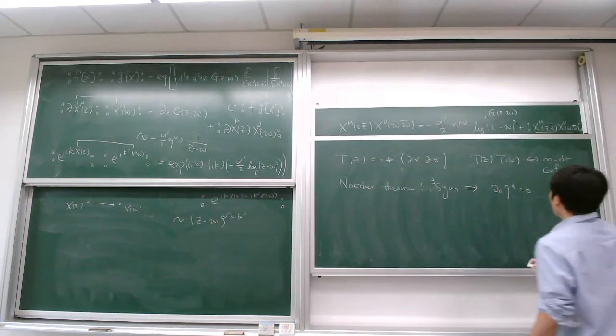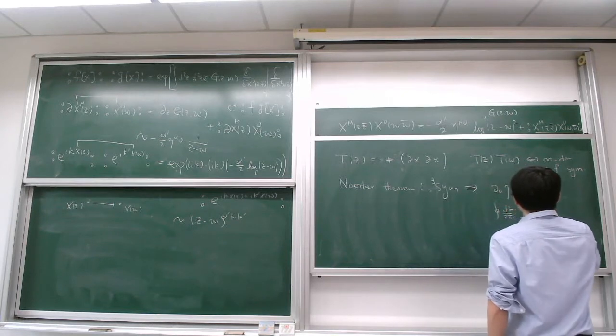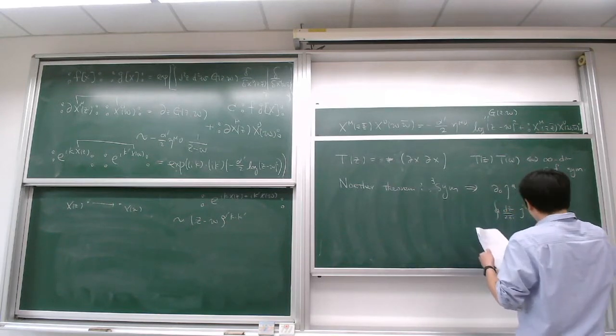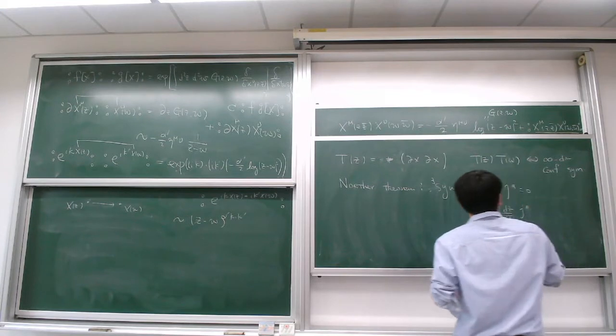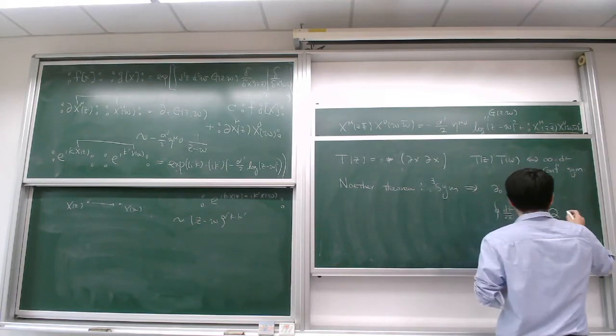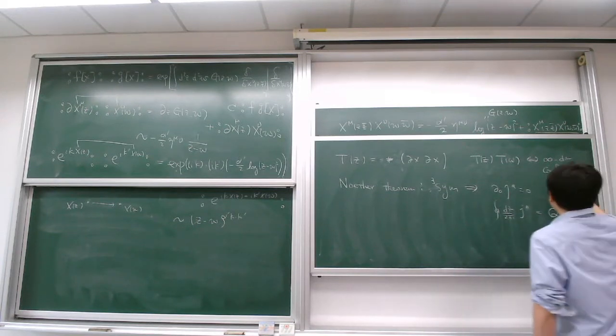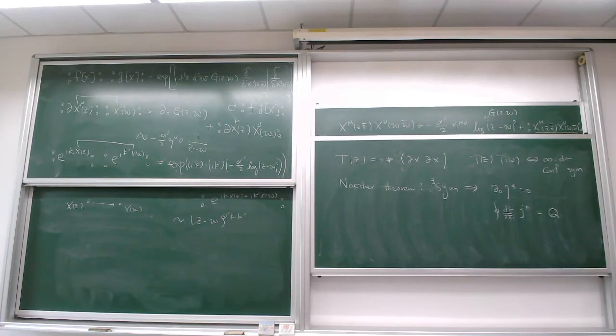And also, if you do the integral in two dimensions, this is the conserved quantity, the charge. So this is the conserved current and the conserved charge. Okay? This charge is conserved. So this is Noether's theorem.